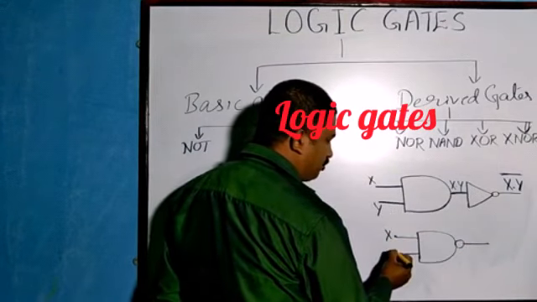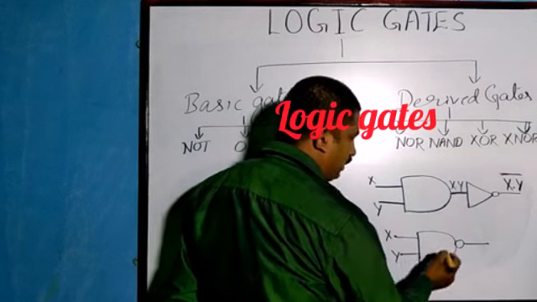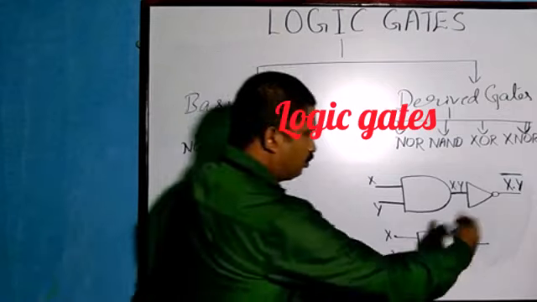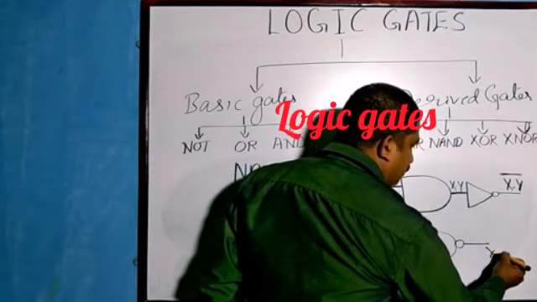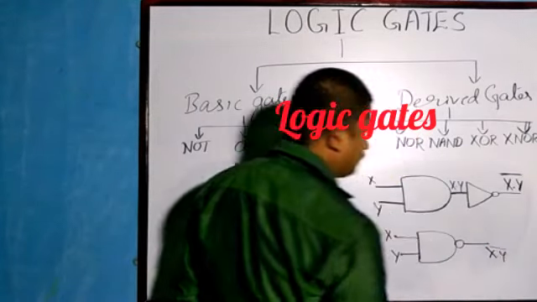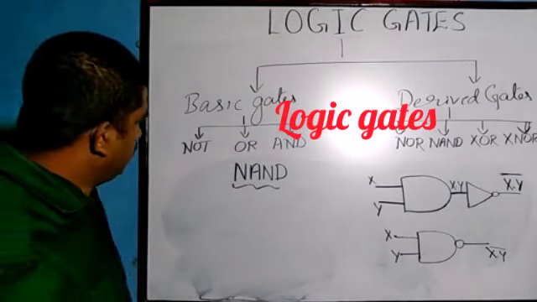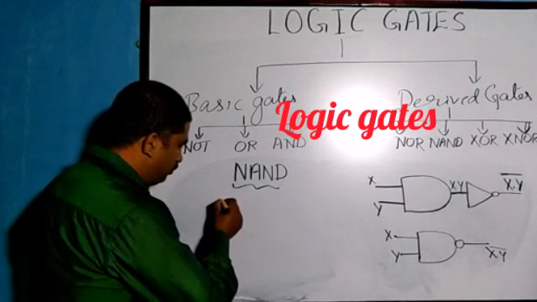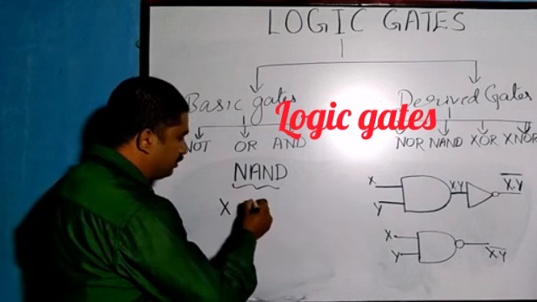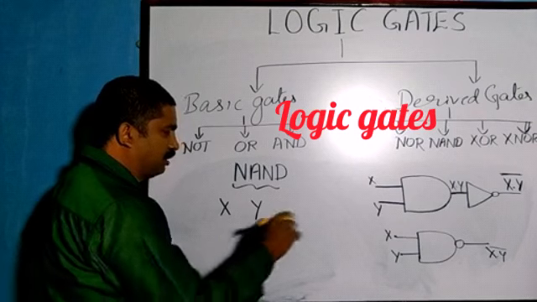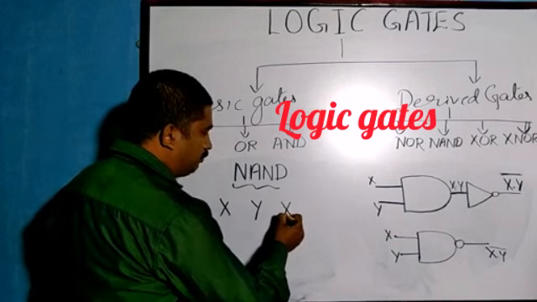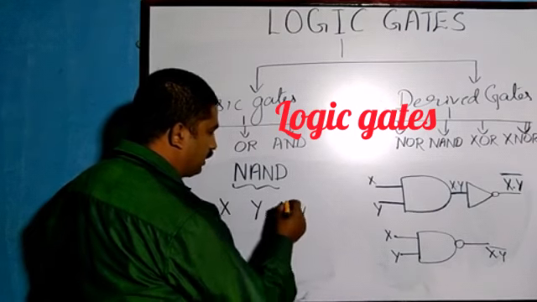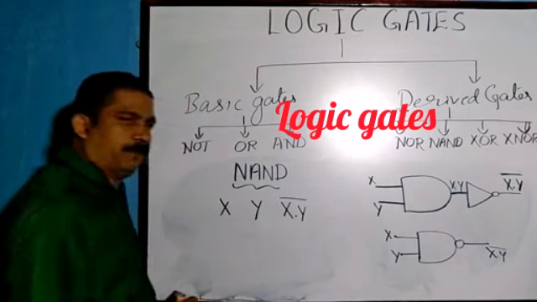Okay. So if the inputs are X and Y, what happens here in the AND gate? X into Y. Output is X into Y whole complement. Okay guys, now let us study the truth table. So we have 2 inputs, X, Y. What is the output? When it passes through the AND gate, X into Y. When it comes out of the NOT gate, it is in inverted form.